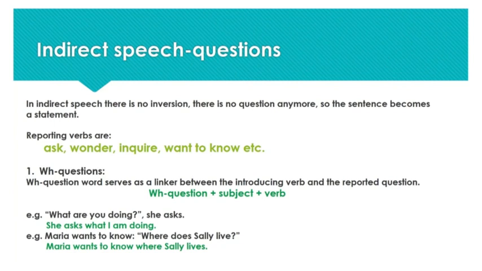So the indirect sentence would be: Maria wants to know where Sally lives. Okay?